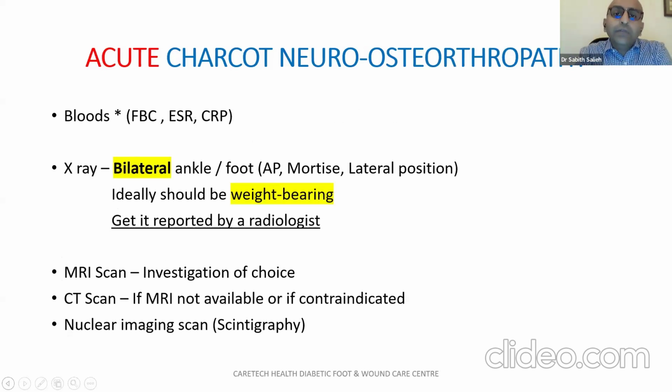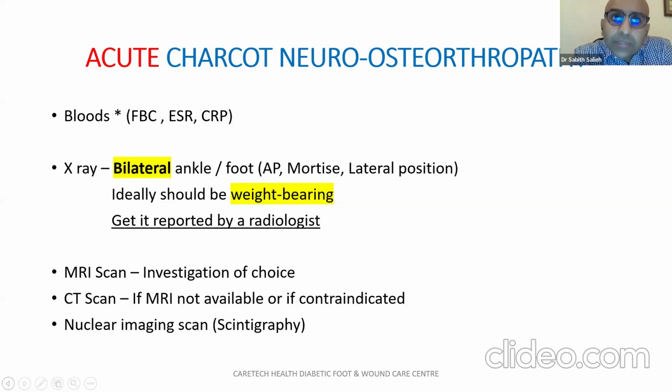So how do we investigate an acute Charcot's, right? Bloods, well, basically FBC, ESR. So the guidelines, the International Working Group on the Diabetic Foot, they suggest not to use bloods to diagnose or exclude Charcot's, right? So it's a clinical suspicion, but we do X-rays sometimes, right?